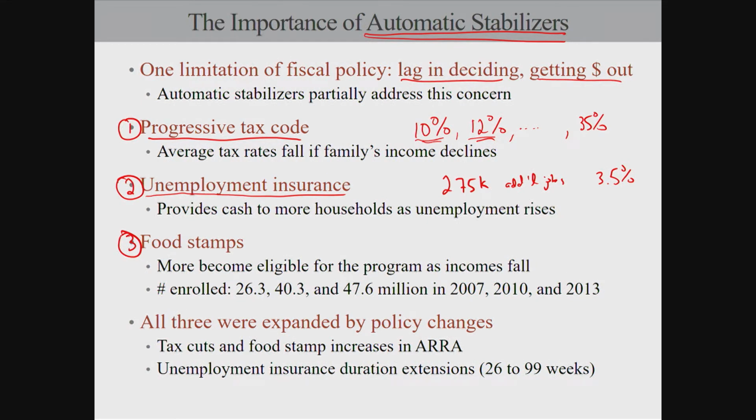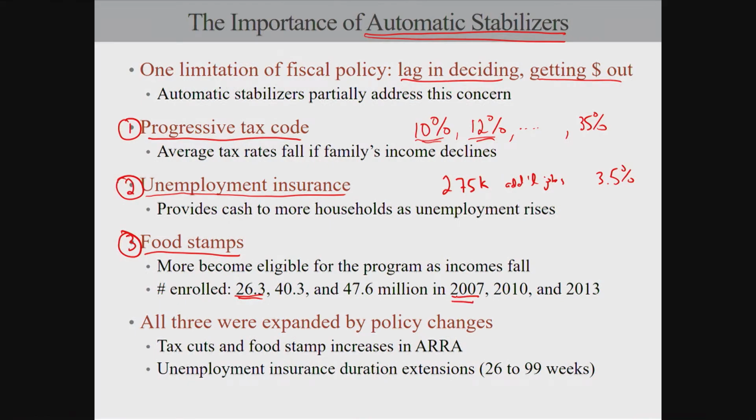Another automatic stabilizer is food stamps. This is a program where, if you have a sufficiently low income, you can qualify for funds from the food stamp program. These funds can be used only for qualified expenses, so they can be used for getting groceries. Suppose you wanted to get milk and bread and other food items, that would be covered by food stamps. You couldn't use it to pay your rent or your utility bill, but this is a program that is quite large.